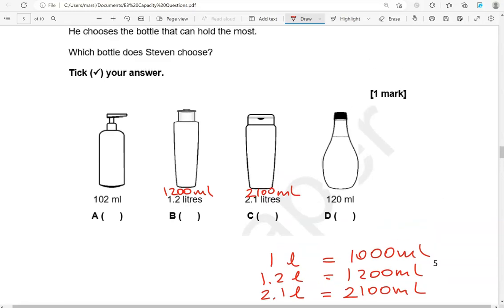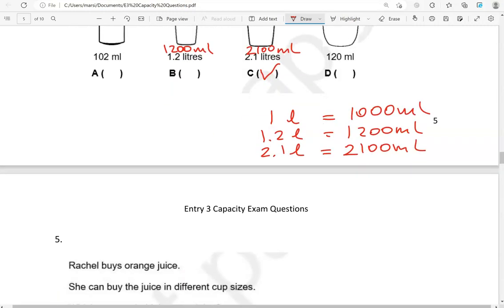So we're looking for the one that can hold the most. The highest number out of 102, 1200, 2100 and 120 is 2100 millilitres, which is 2.1 litres. So C is the correct answer.